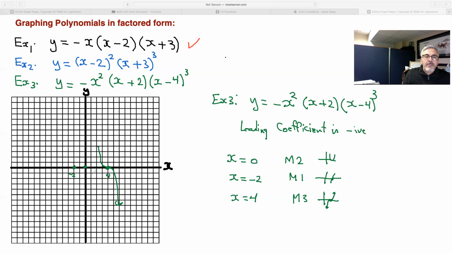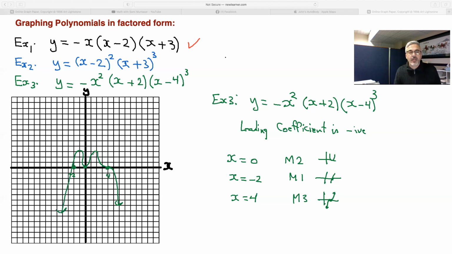And now when I'm coming back to this 0, it's a multiplicity of 2, so I should be bouncing. So I come back here and bounce. I'm just going to do this a little bit. So here, and then I come to here and bounce. And then I come here, and this is a multiplicity of 1, so I just go right through it. So that is how the graph looks.